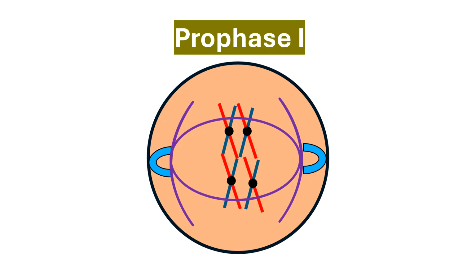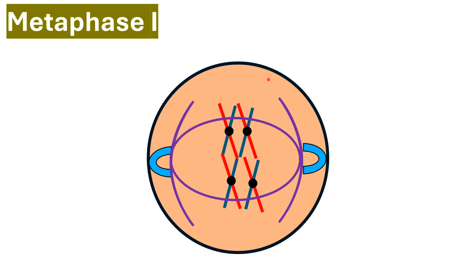At the end of prophase 1, this is what the cell is going to look like, more or less. The sister chromatids are no longer sister chromatids. The recombinant chromatids are going to be around the center of the spindle fibers. The centrosomes or MTOCs are positioned to the sides. And now we move on to metaphase 1, the second phase of meiosis 1.